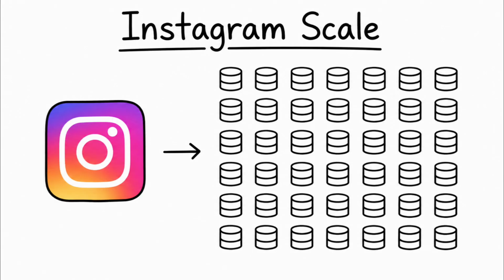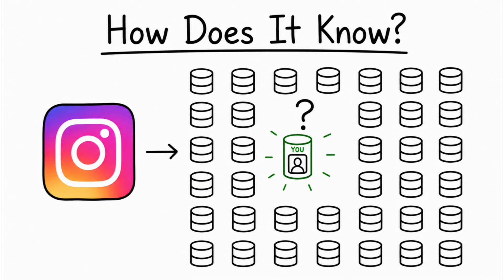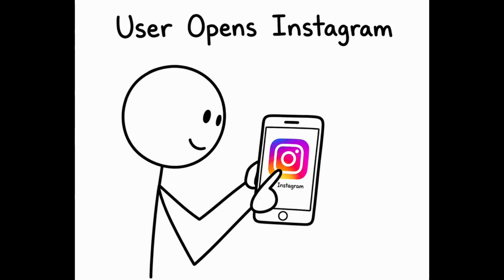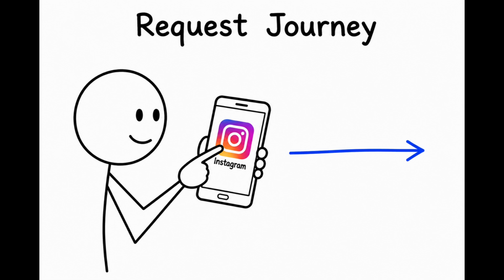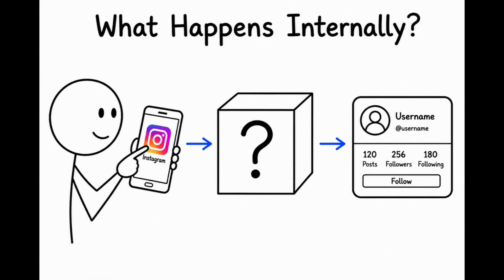Imagine Instagram has hundreds of shards. Your profile is stored somewhere inside one of them. How does Instagram know exactly where your data lives? When you open the Instagram app, how does your request travel through the system? How does it find the correct shard? And what actually happens internally before your profile appears on screen?